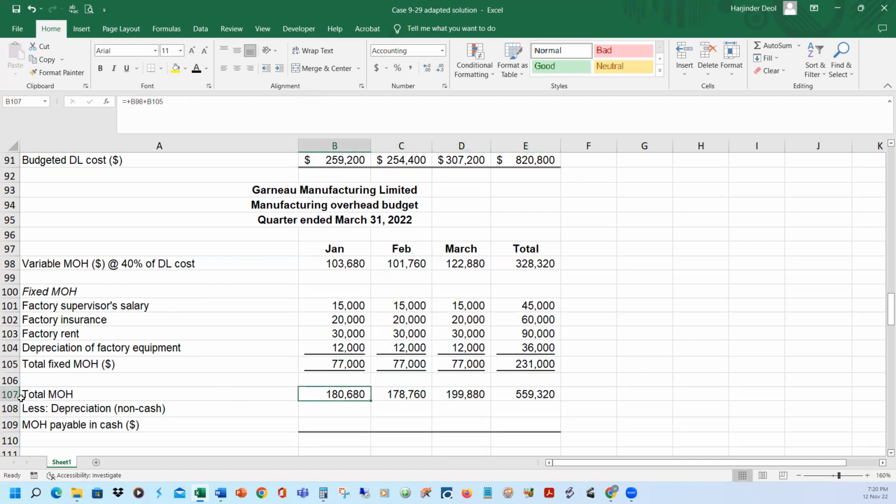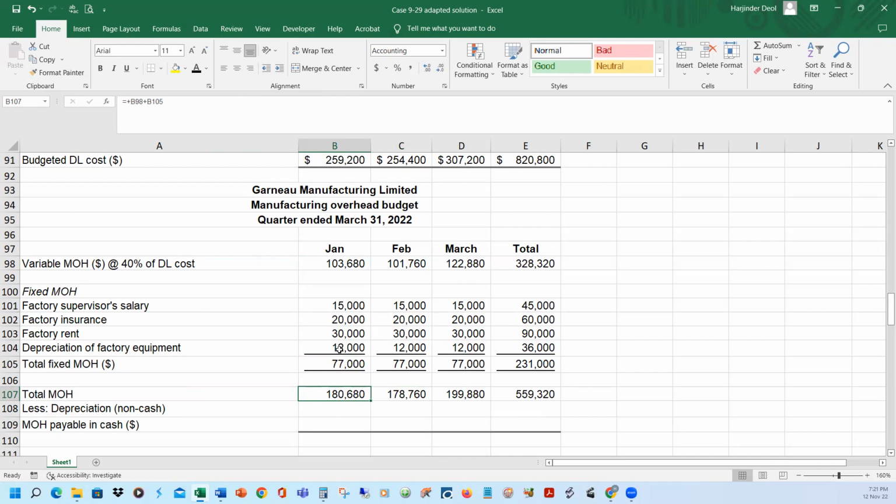So we have total manufacturing overhead calculated here as the sum of the variable manufacturing overhead and the fixed manufacturing overhead. And this is information that will be needed for preparing projected financial statements. But we also have to make a cash budget. And for the cash budget, we need to figure out the amount of manufacturing overhead that will actually be paid for in cash. And although our total manufacturing overhead for January is 180,680, we're not really going to pay that amount in cash.